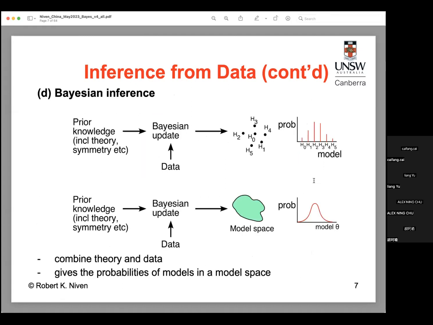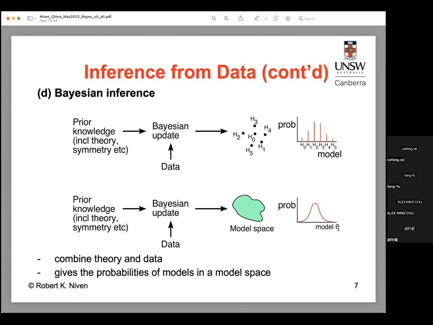And finally, Bayesian inference. So here we put together, so the top group of pictures is for a discrete distribution, and underneath is for a continuous distribution. We put together our prior knowledge and our data using this process, which we're calling the Bayesian update. And then we end up with probabilities assigned to different models. And we can do that in a discrete space or a continuous space. So we're combining the theory and the data in order to get the probabilities of models in a model space.